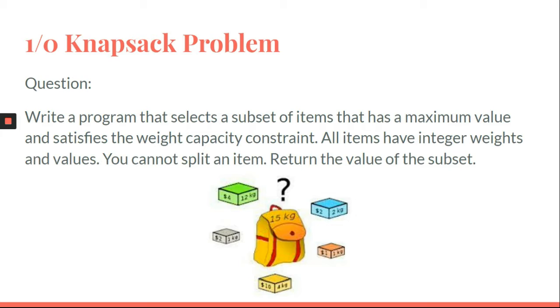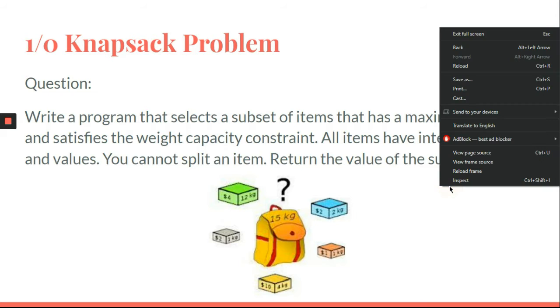When you want to maximize the resources available with a constraining amount of space, you're definitely going to be using some sort of dynamic programming. So the famous question reads: write a program that selects a subset of items that has a maximum value and satisfies the capacity weight constraint. All items have integer weights and values. You cannot split an item, hence the name the 0-1 knapsack problem. There will be no fractions involved.